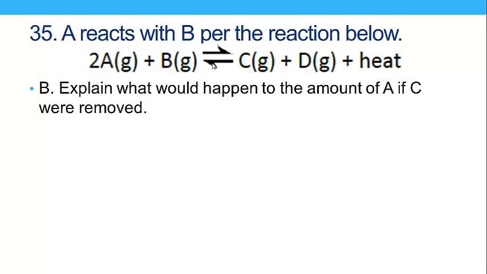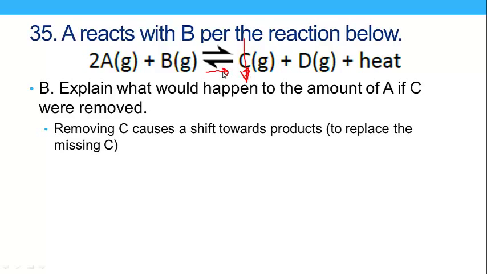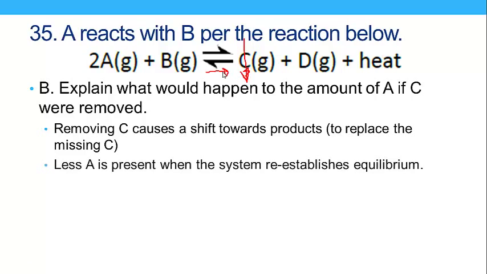Explain what would happen to the amount of A if C were removed. So anytime you get rid of something, I need to replace it. So if I get rid of C, we're going to shift towards the products so I can replace the C that we took out. So this means that once we reestablish equilibrium, there will be less A present than there originally was.